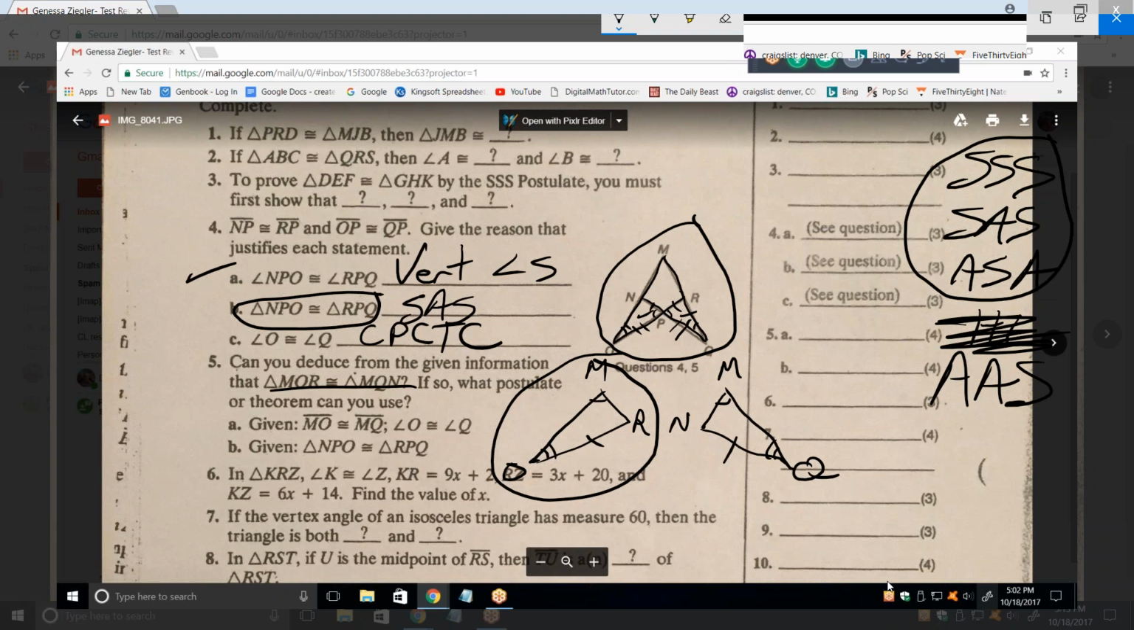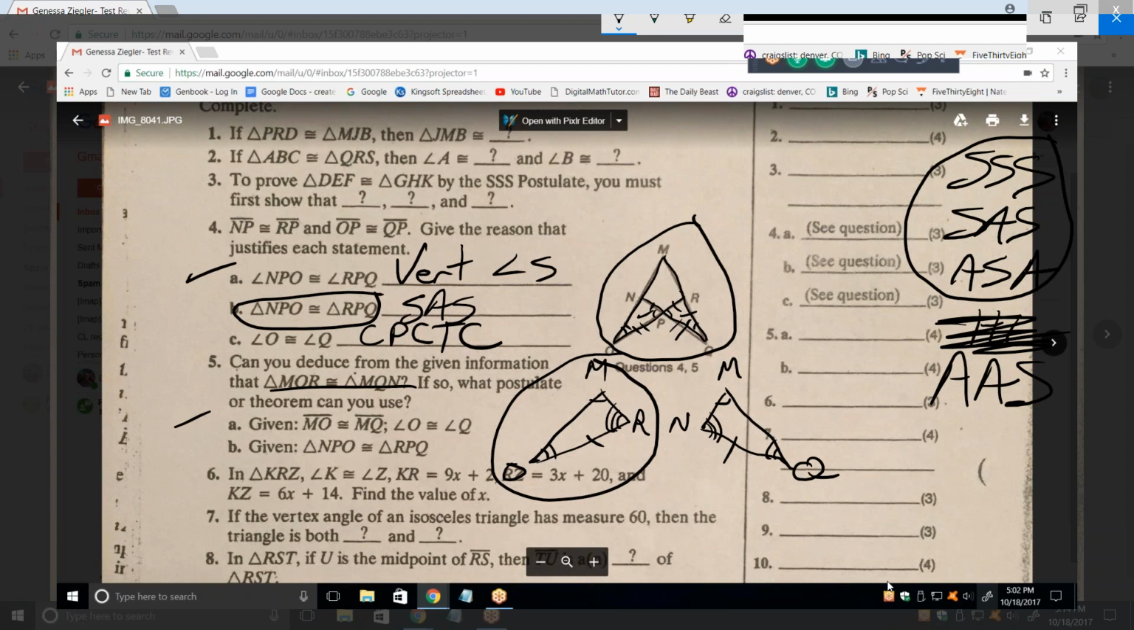And angle, side works because if those two angles are equal, then R has to be equal to N. And now we have angle, angle, angle plus one side. That proves congruency. Okay. All right.